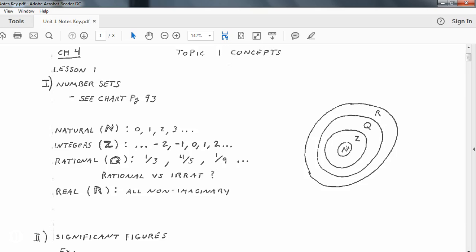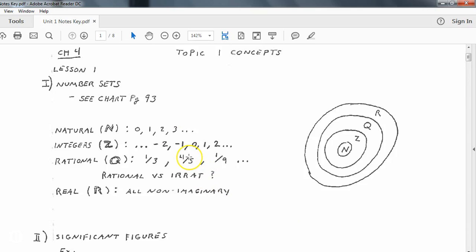So on a test, when they ask you to classify a value, you always want to give it the most specific category that it falls under. So even though 2 is an integer, if we labeled it as an integer, we'd get it wrong because we could have been more specific and put it under the natural category. So again, you always want to be as specific as you can with those.